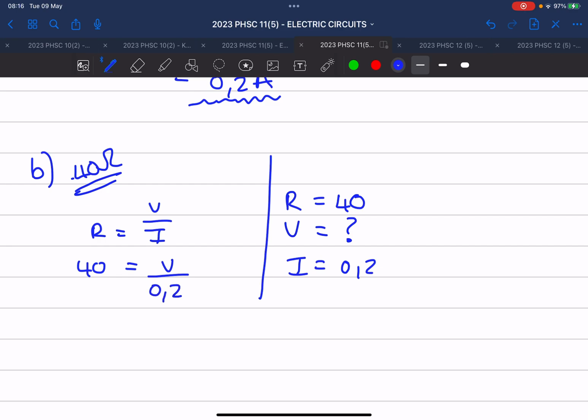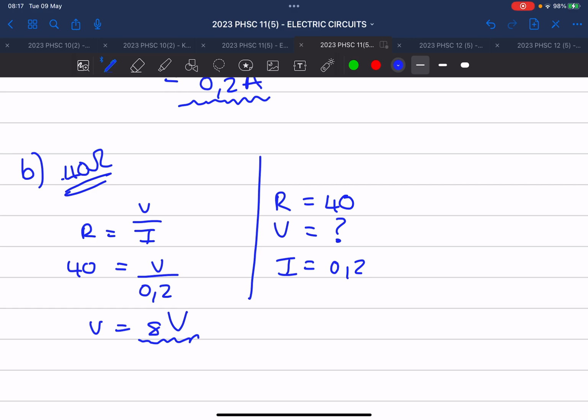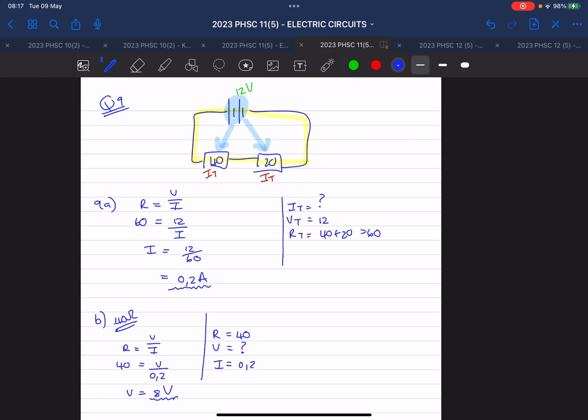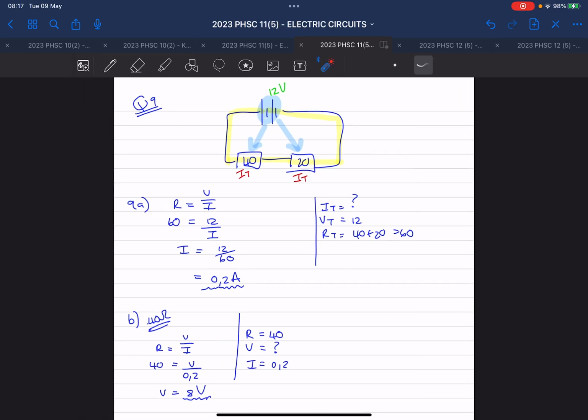Alright. Now the volts that we want is at the top. We're happy with that. So we take the 0.2 to the other side and multiply it, and you get 8 volts. Okay. So when we look at our situation here, we had 12 sandwiches. The 40 ohm resistor used 8 of our 12 sandwiches.